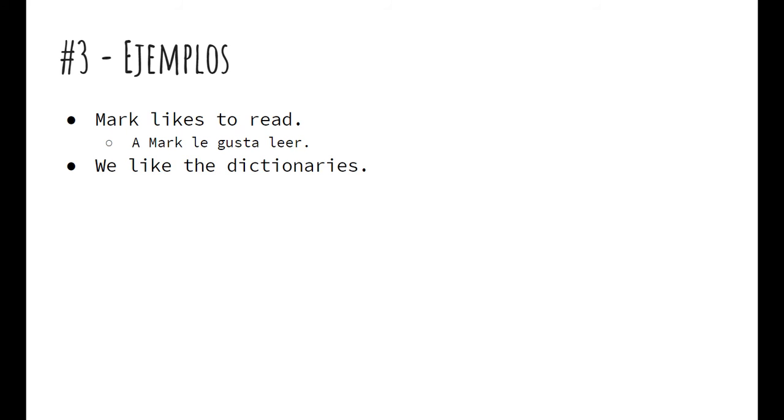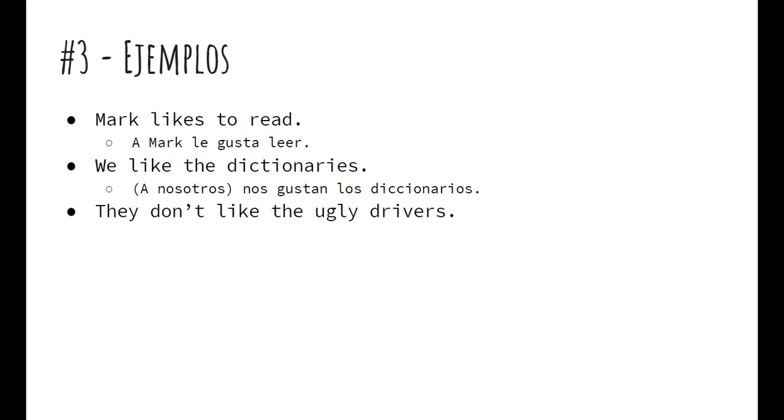So a few ejemplos. Mark likes to read. A Mark, so there's the name in the prepositional phrase. Le gusta leer. We like the dictionaries. So to be extra emphatic, you could do an a nosotros, but nos gustan los diccionarios. They don't like the ugly drivers. Again, for extra emphasis, you could do an a ellos. Not necessary. No les gustan los conductores feos.